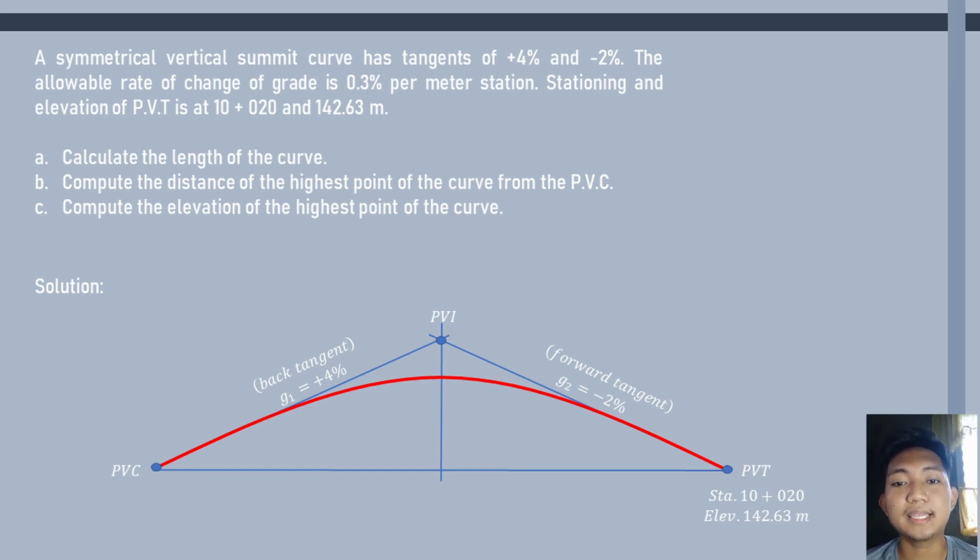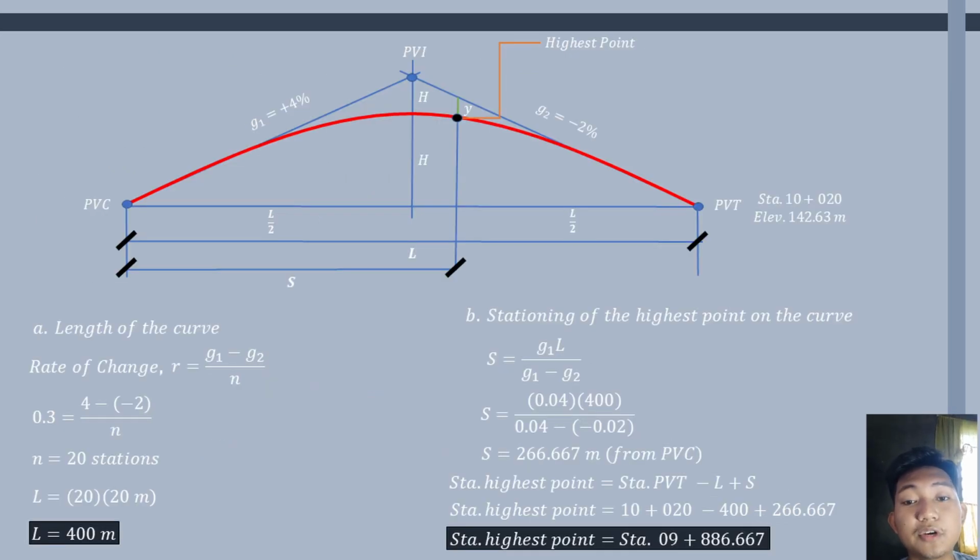Solution. So as you can see in the slide, it is a vertical summit curve which has a back tangent or the G1 which is equal to positive 4% and a forward tangent or the G2 which is equal to negative 2%. So the PVT has a station of 10 plus 0.20 and it has an elevation of 142.63 meters. In this slide, you need to get the first condition, or calculate the letter A, or the length of the curve.